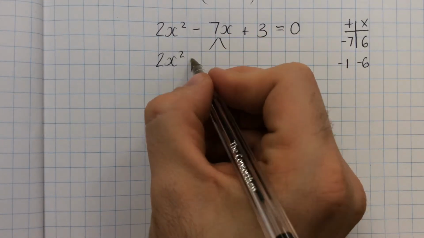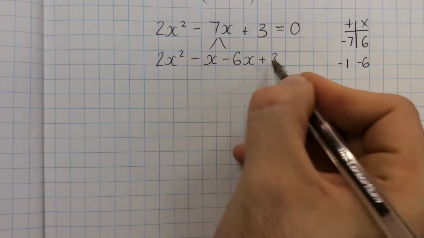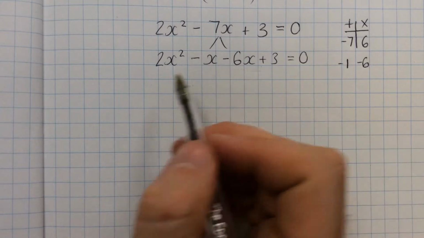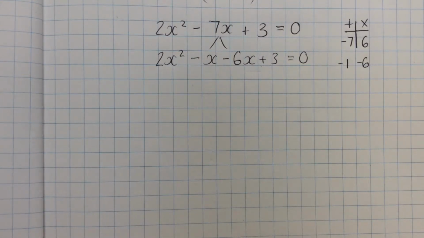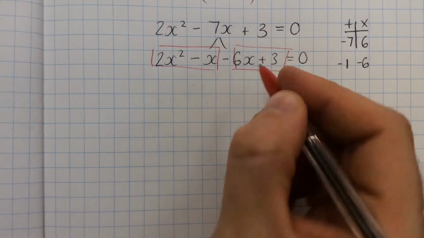So we get 2x squared minus x minus 6x plus 3 equals 0. And you can see we haven't actually got rid of the minus 7. I've just split it and written it slightly differently. Factorise the first half and then factorise the second half.